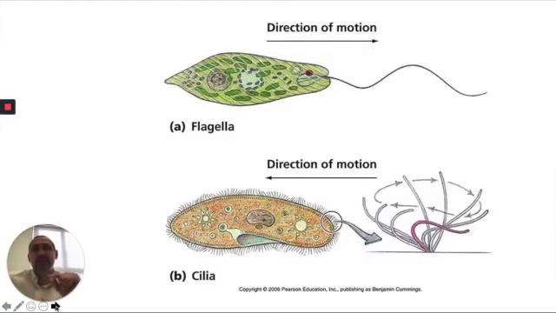Here's a picture of flagella and cilia. Flagella is that long whip-like tail. Cilia are the smaller finger-like projections that stick out, kind of like oars on an old-time boat that help propel the cell. In this case, a little single-celled organism.